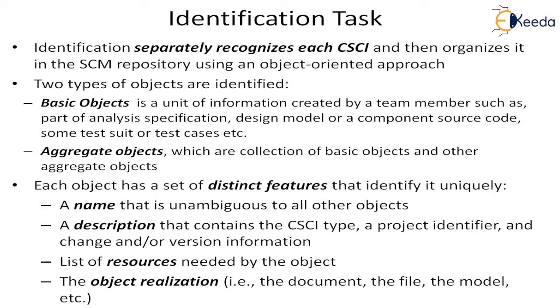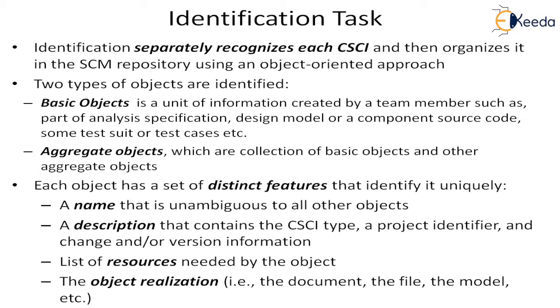And then for these basic objects, there should be a method of making a collection of them as aggregate objects, so that we can say that these elements together are a particular release or a particular increment. These things together are one version. Because unless we have this method of collecting and aggregating and giving a unique identity, we will not be able to say the release versions.